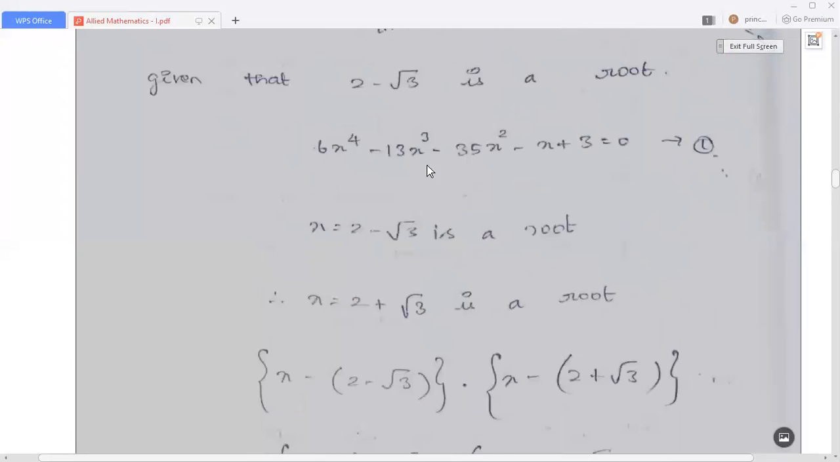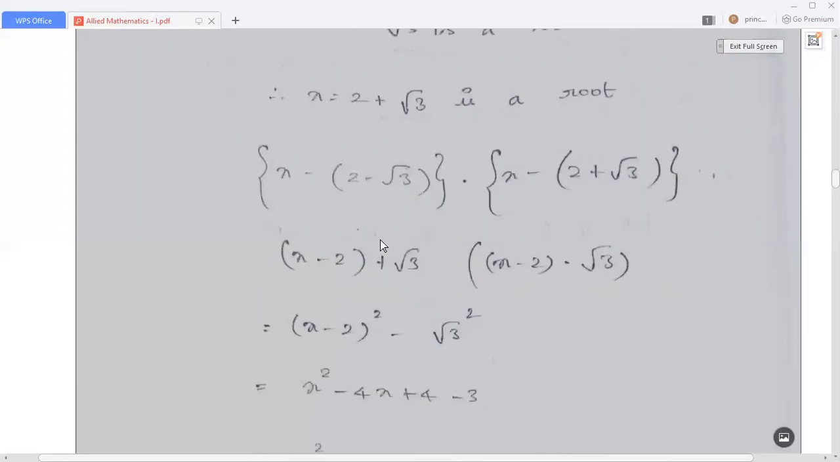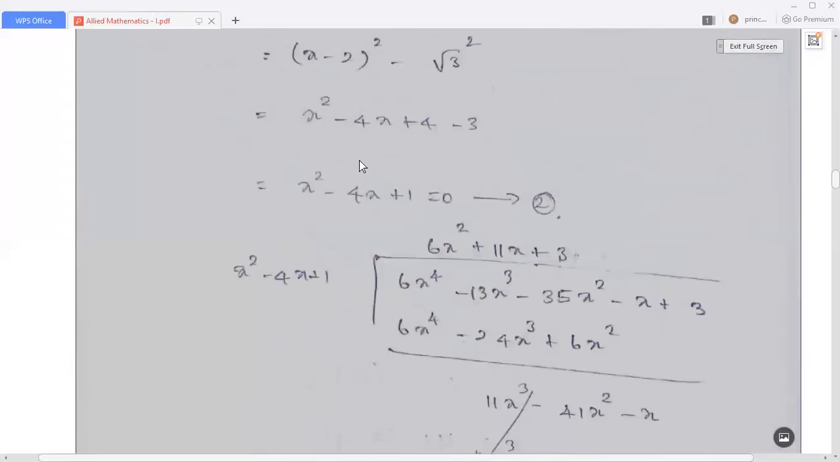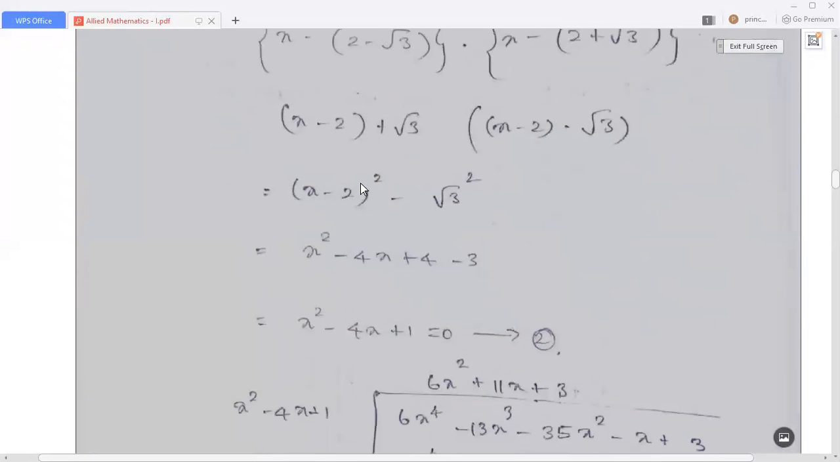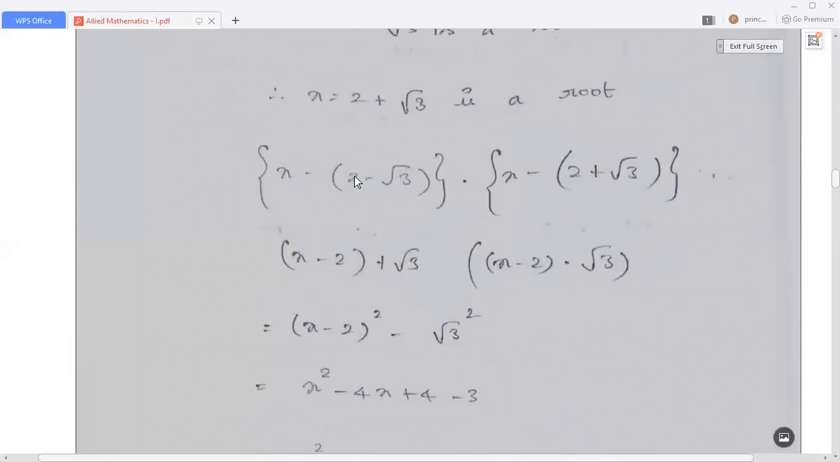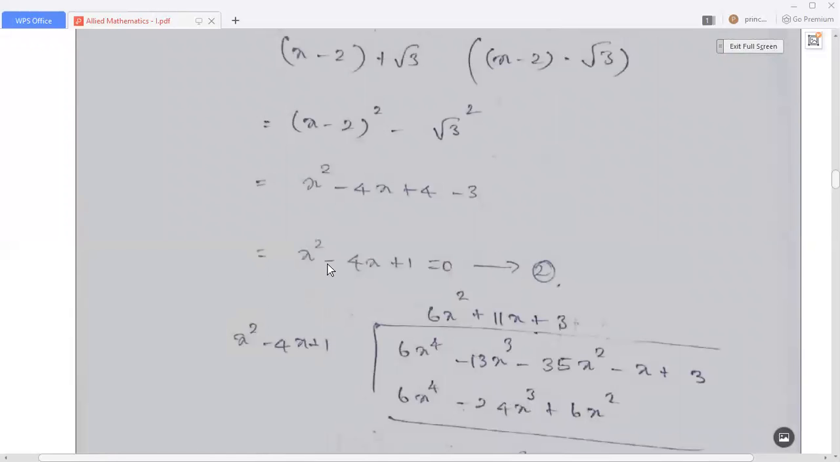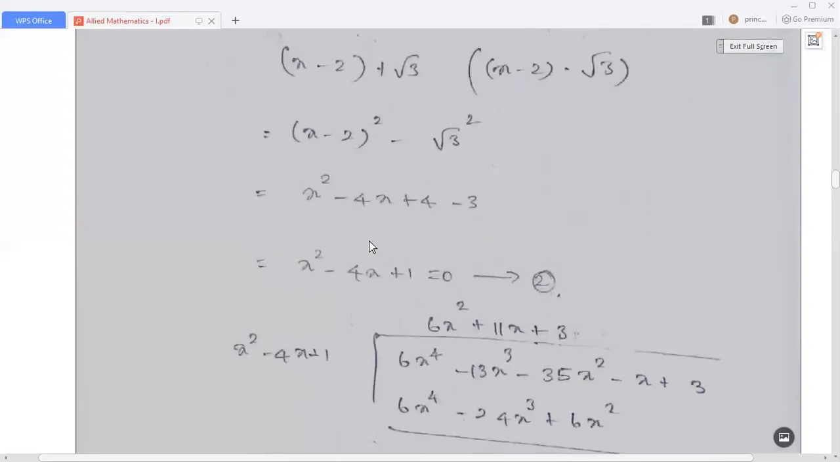So using these roots, we can form two factors and multiply these two factors. We get a quadratic equation. That quadratic equation is of the form x square minus 4x plus 4 minus 3. When you simplify this, we get x square minus 4x plus 1 equal to 0.